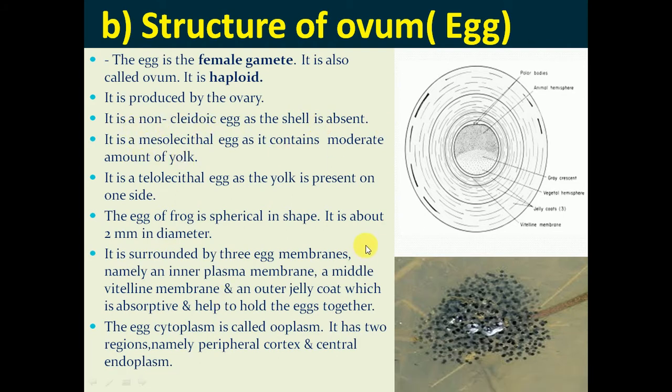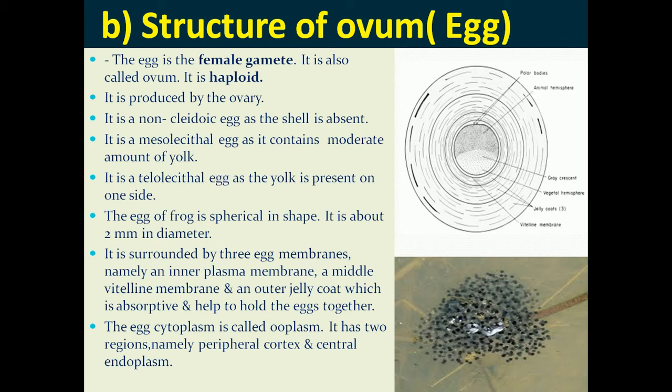It is a mesolecithal egg. Depending upon the amount of yolk, eggs are divided into three types: microlecithal, mesolecithal and telolecithal. When an egg contains a moderate amount of yolk, it is known as a mesolecithal egg. So this frog egg is of the mesolecithal type, and the telolecithal type is classified by how the yolk is distributed.